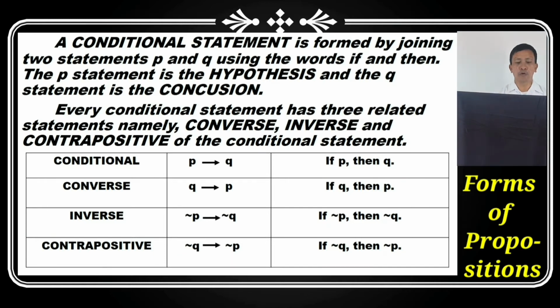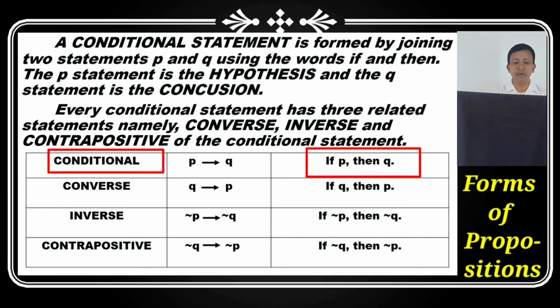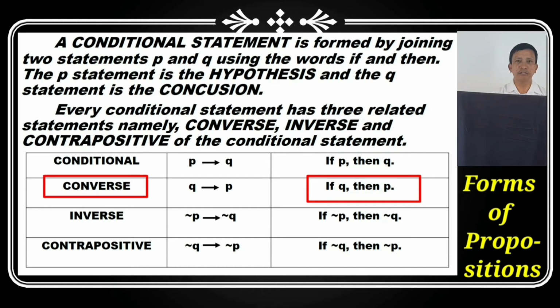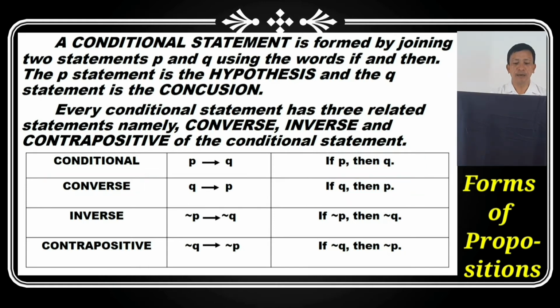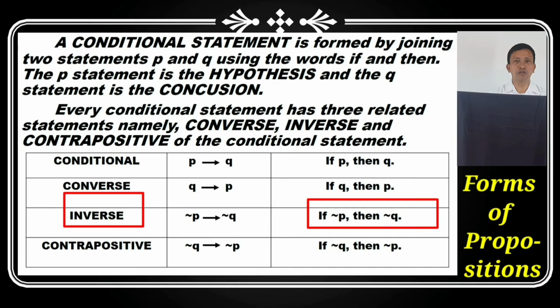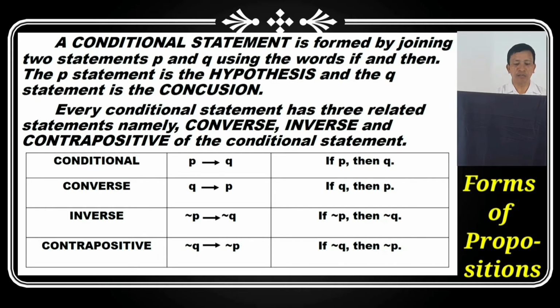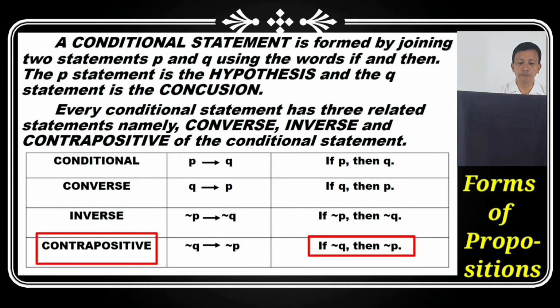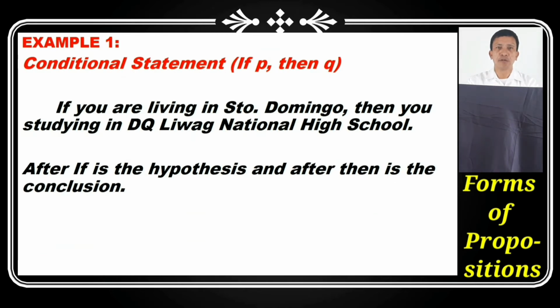Again, these are the forms of conditional statements. Remember, in conditional, if P, then Q. In converse, if Q, then P. Its inverse is the negation of the conditional. So we have if not P, then not Q. And its contrapositive is the negation of the converse of the conditional, or if not Q, then not P. Okay, let us take examples for better understanding of this topic.